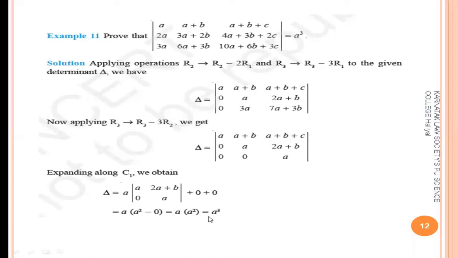Directly you may write it, or otherwise you can expand. While expanding, you can choose the row or column containing the maximum number of zeros. Here C1 contains the maximum number of zeros, as two elements are already 0. So you can take the A, delete that row and column, and you will get A, 2A plus B, 0, A, and the remaining 0, 0. So you will get A cube. Or else you can directly, as I said previously, write A into A cube. Once you get these three terms as 0, you just multiply the diagonal. This is equal to the RHS. So thank you.